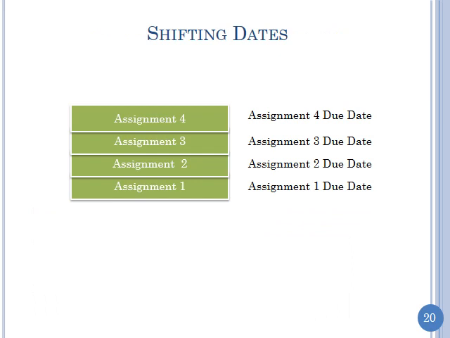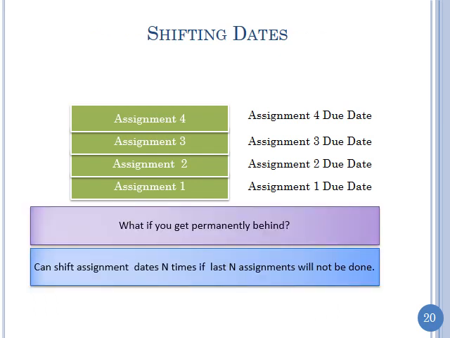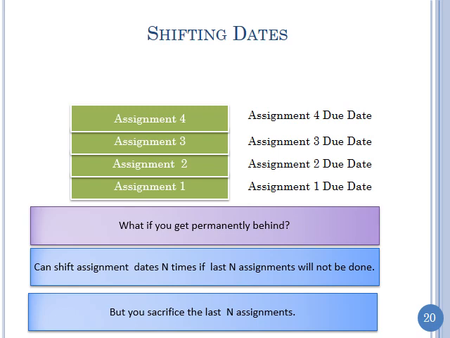So what we'll do is we'll allow you to shift dates. So what if you get permanently behind? You can shift n assignments n times if the last n assignments cannot be done. So if you're really behind on assignment 1 and you're getting ready to do assignment 1 when everybody else is doing assignment 2, then assignment 9 you probably can't do. So what you can do is say, you know what, I give up. I will sacrifice assignment 9, and please shift my assignment dates by 1 week.